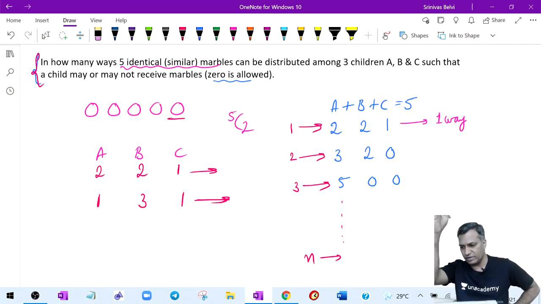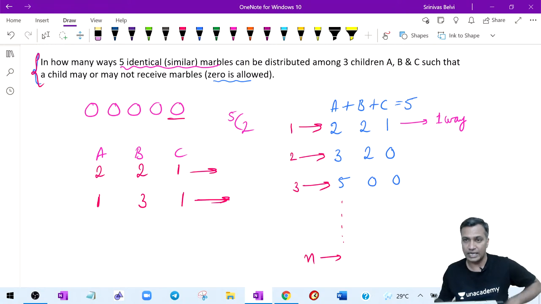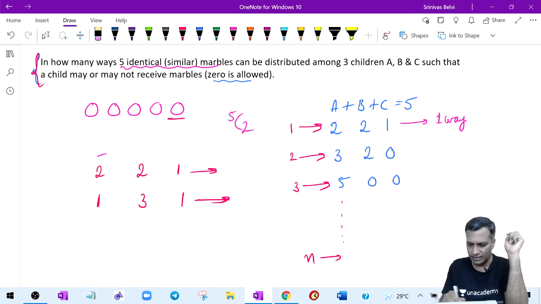Great. All right. So therefore, we are saying that N ways is what we are looking at. Second thing that we can do here.